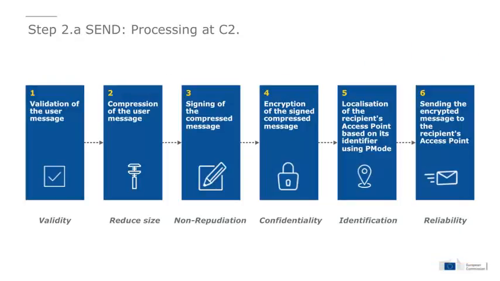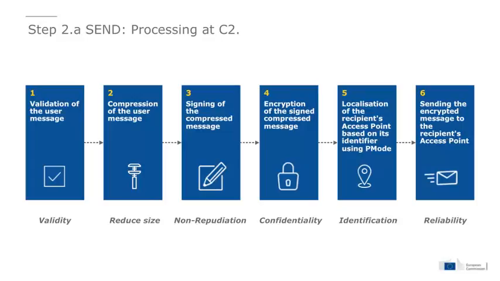Upon receiving the message from C1, C2 carries out the following actions. It first validates the message sent by the user, for instance, to verify if the format of the message is correct. It then compresses the message and its payload. It signs this compressed message, encrypts it, and then localizes the access points of the recipients based on its identifiers specified in the user message.